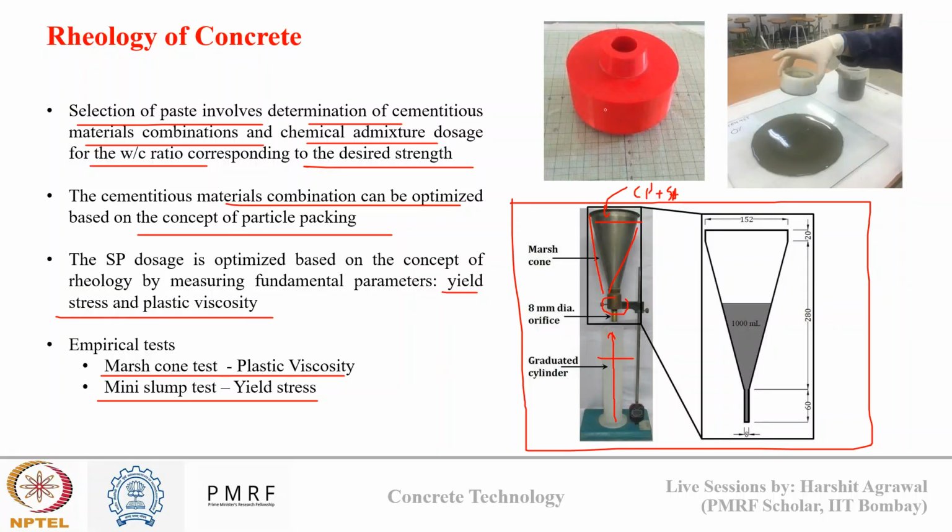Then in the mini slump test, it is like a miniature version of the slump cone. In this, we pour the cement paste plus SP system. We level it from the top. We do a little compaction with hammering here and here, and we raise the slump cone and we check the spread of the paste. Based on the spread of the paste, we get an idea of the yield stress of the system.